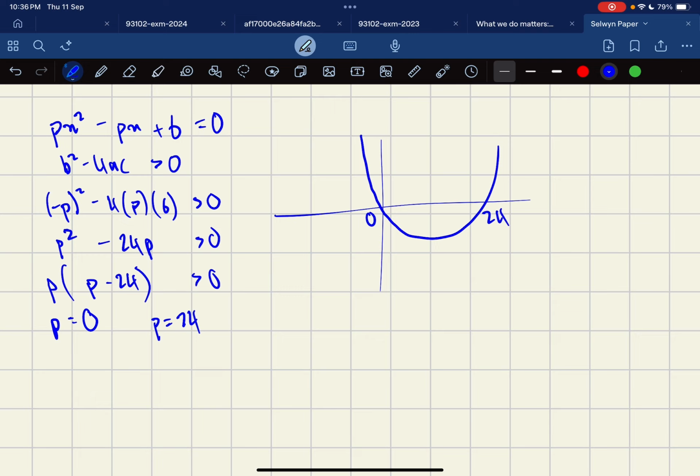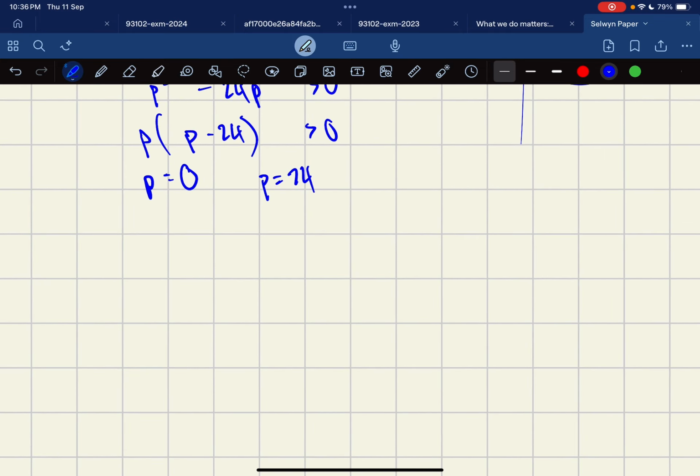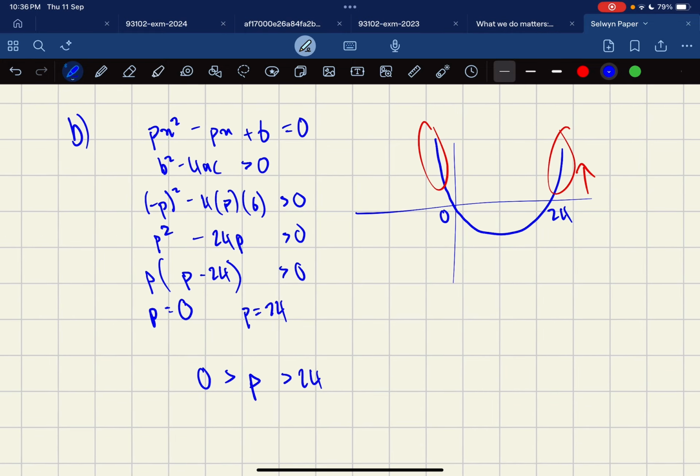And we're interested in when this function is greater than 0, or positive. So you're looking above the x-axis. So it's going to be here and here. And so it is when p is less than 0, or when p is greater than 24. So p is greater than 24, or p is less than 0. So that's your answer there.